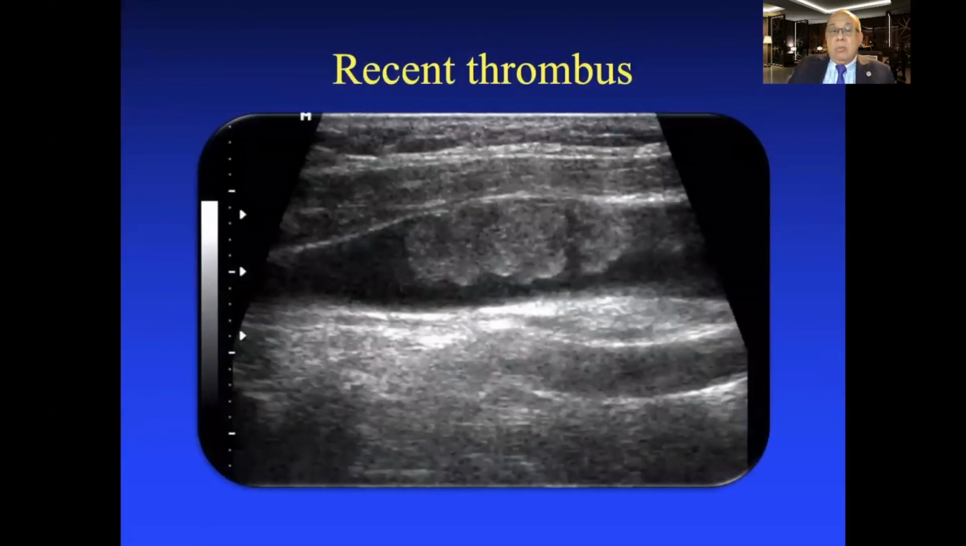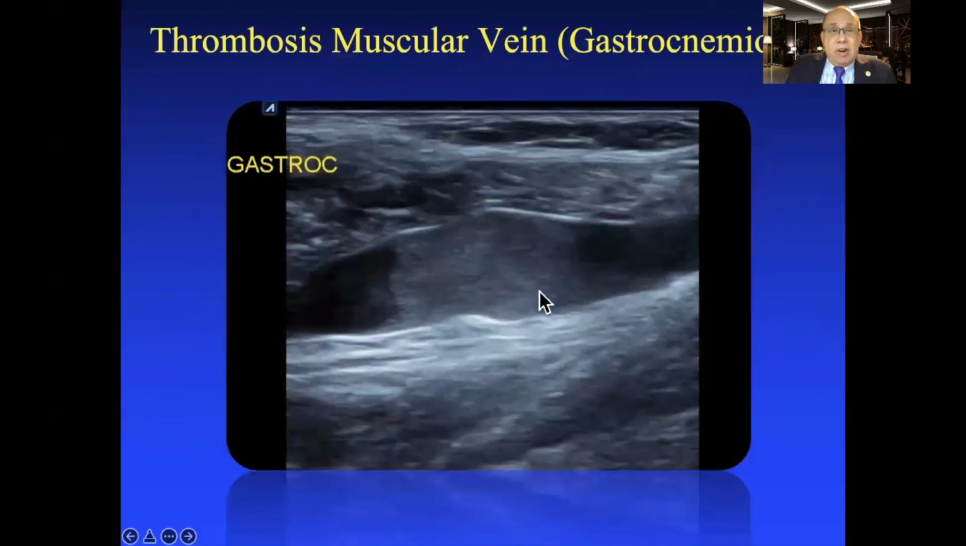Here another recent thrombus in a muscular vein, gastrocnemius, in the calf. And here is more homogeneous. Look at the shape, look at the borders. It's partially occluding the vein, which is dilated. This is even more recent. Very, very smooth, painful. And attention, be gentle when you do the compressive maneuver in these cases. Be gentle.